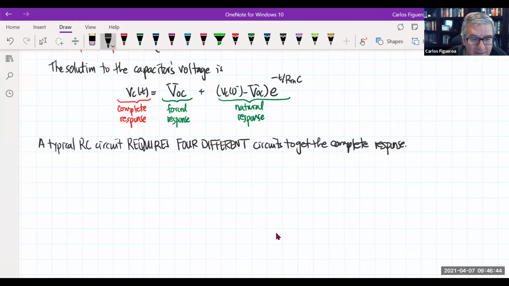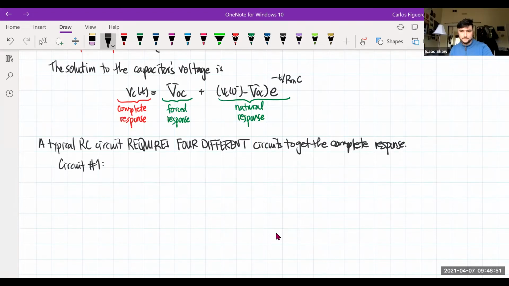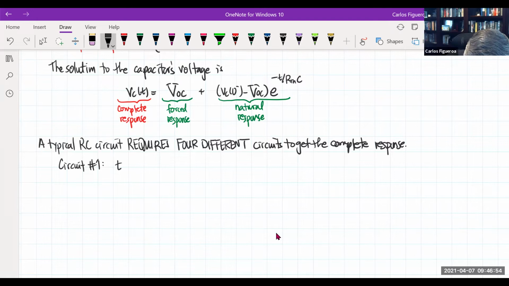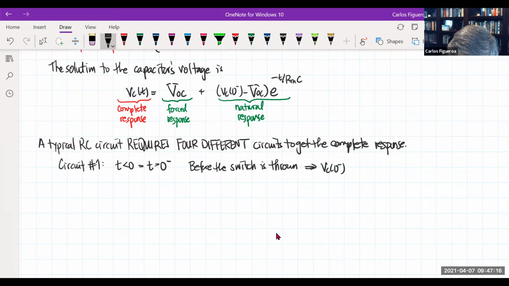And what I mean by that is, check this out. So here's circuit number 1. Back up for a half sec. Circuit number 1 here is for t less than 0, in other words, for t equal to 0 minus. This is before the switch has thrown, and that immediately leads to VC of 0 minus.